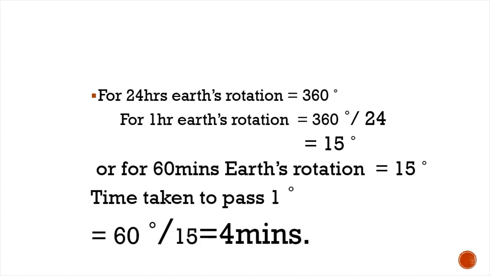Now, if you want to know the time the Earth takes to pass 1 degree, we have to do 60 minutes divided by 15 degrees. We will be getting 4 minutes. So, the time the Earth takes to pass 1 degree will be 4 minutes.